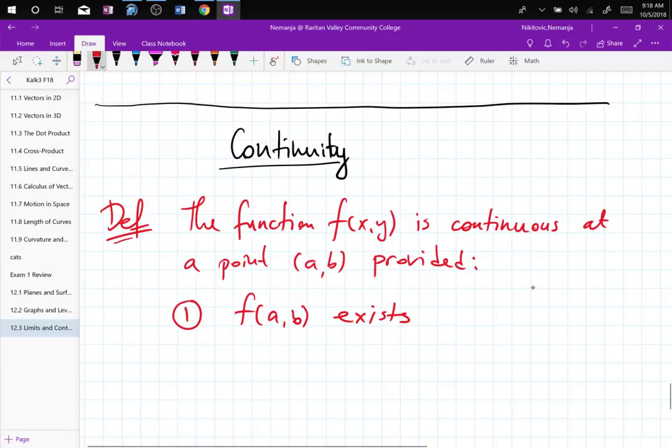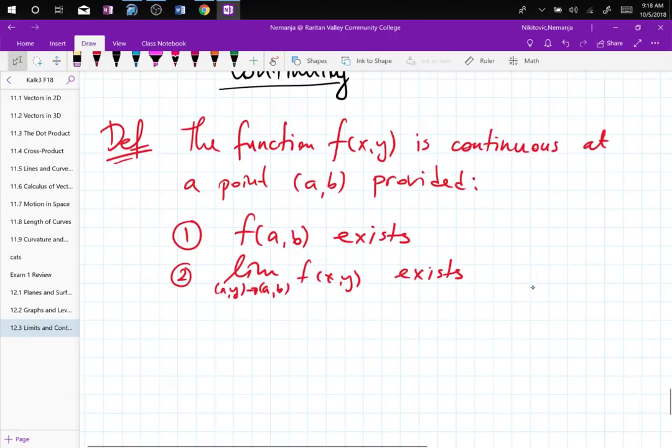This means that you are able to compute the value using pre-calculus. You just plug in the number. Let's say you have (2, 1) as a point. You plug (2, 1) in the function and it's going to give you a finite value. Number 2, the limit as (x, y) goes to (a, b) of f of xy exists. So the limit needs to exist. And the third one is that 1 is equal to 2. So the value you get in 1 is the same as the value you get in 2.